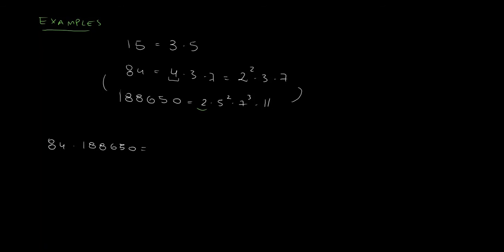So we have 2 times 2 squared, that equals 2 to the 3. Then you have 3 times nothing is just 3. Then you have 5 squared. Then you have 7 to the third times 7, which is 7 to the fourth. And the last one is 11. And we were able to find the prime representation of this number that is very complicated.